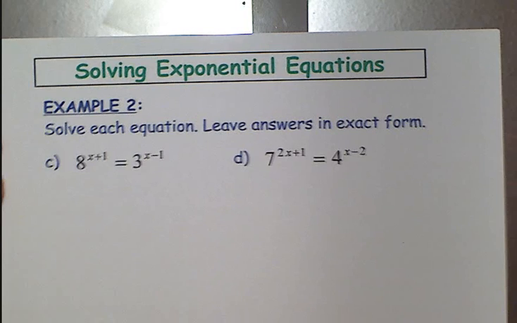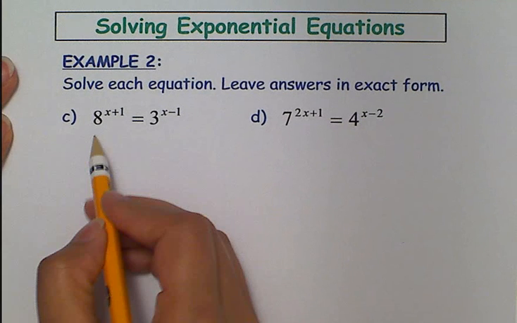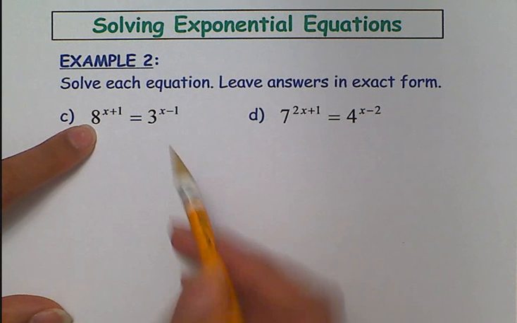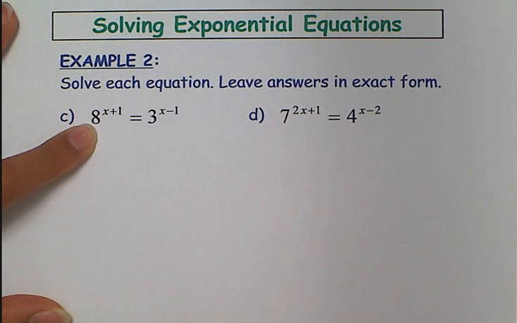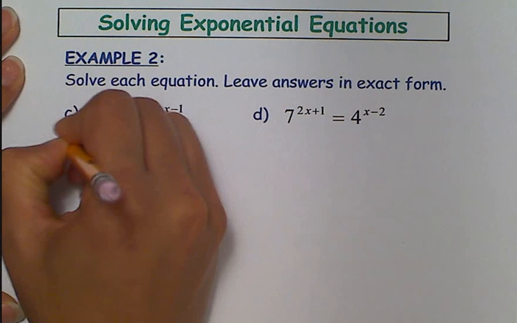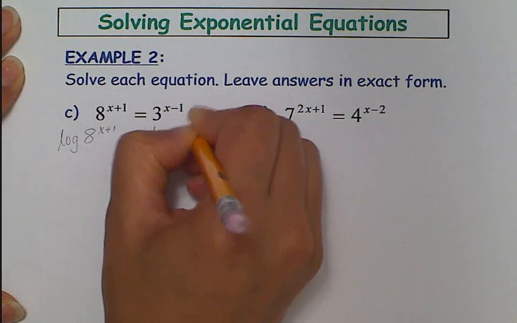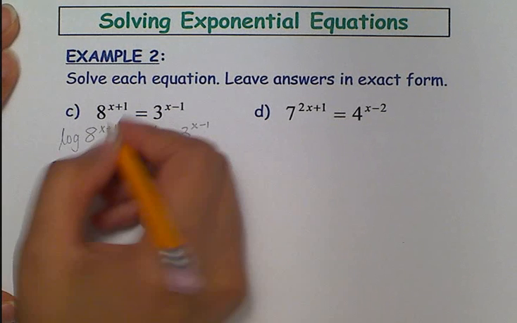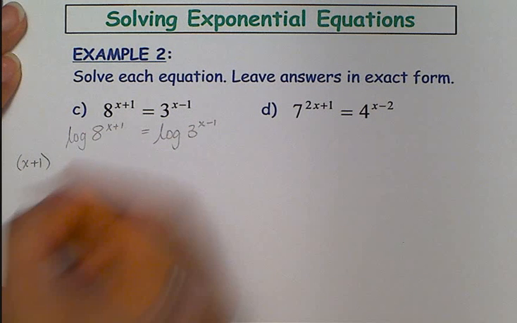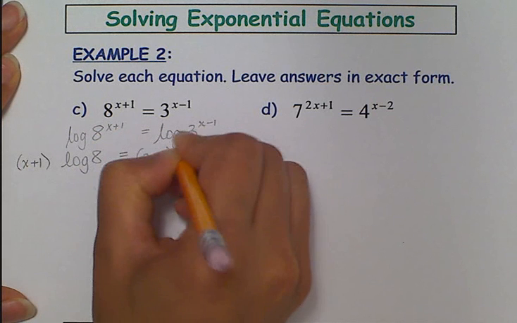Okay, we have a couple more examples here for question number 2. And again, we're leaving answers in exact form. So if I look at this, again, I have one term on the left-hand side and one term on the right-hand side. And I know that there's no easy way for me to write 8 with a base of 3. And so instead what I'll do is take the logarithm of both sides. And again, I'll apply the power law to bring down the exponent part. So I get x plus 1 in brackets, again, because it's more than one term, times the logarithm of 8 equals x minus 1 times the logarithm of 3.